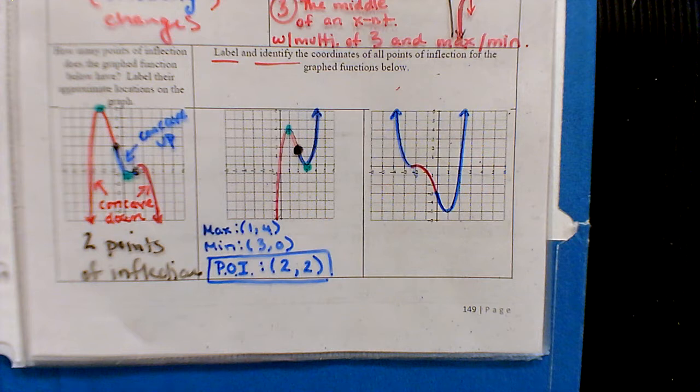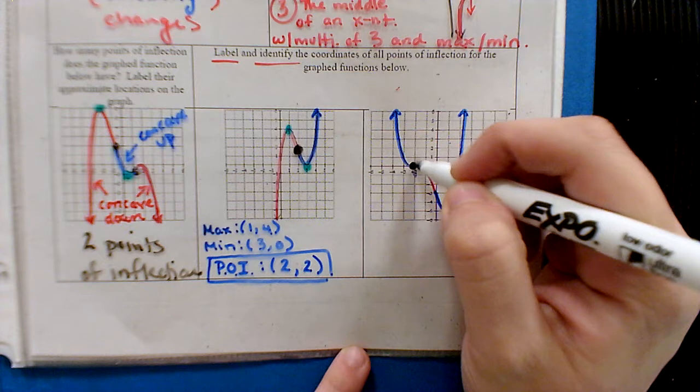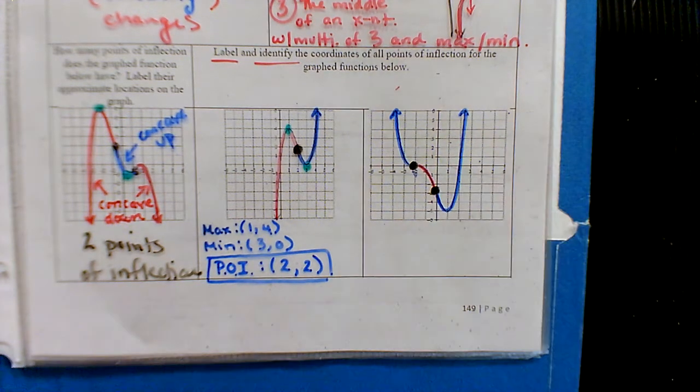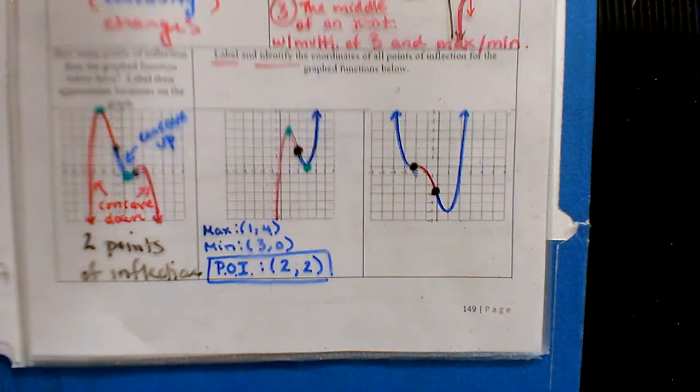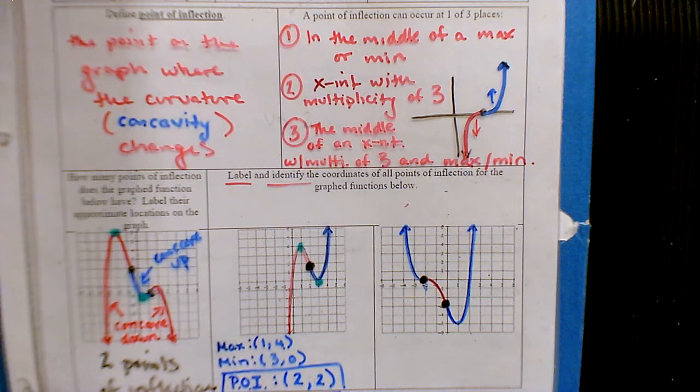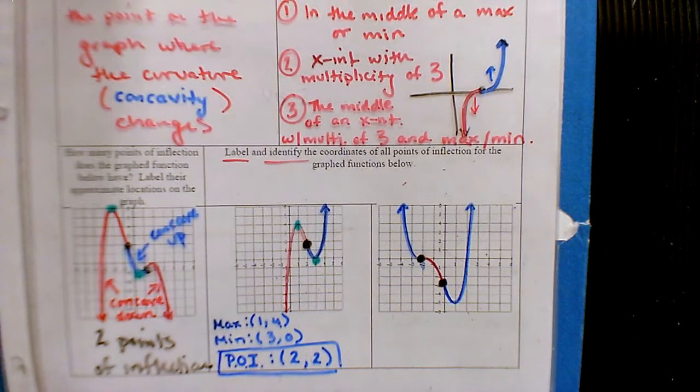So how many points of inflection do we have to find in this case? We got 2. We got 2 places where my red and blue changed. Okay, so we'll guess as to where those are right now. But we should be able to figure them out exactly, because if these are points of inflection, they're happening at one of these three places. So let's see if we can figure out the first one.